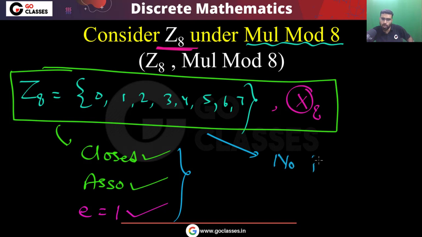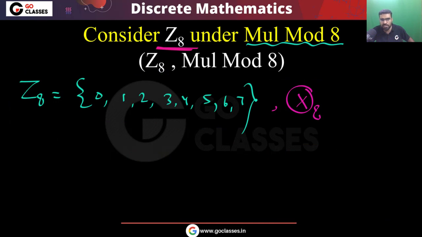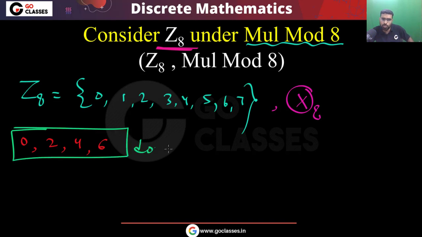But there is no inverse property here. So now what to do? Tell me which elements do not have inverse. You can check it out: 0 inverse is not there. 2 also does not have inverse, 4 also does not, and 6 also does not. I leave it for you to check. These elements do not have inverse.